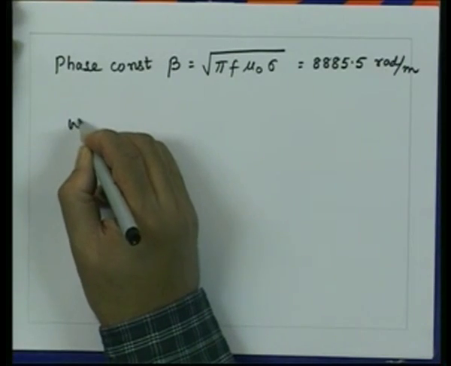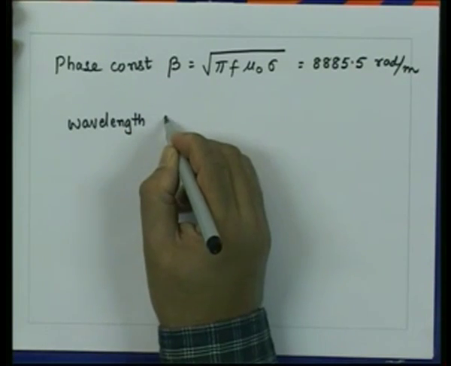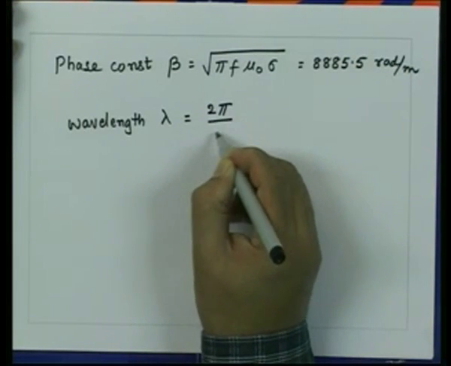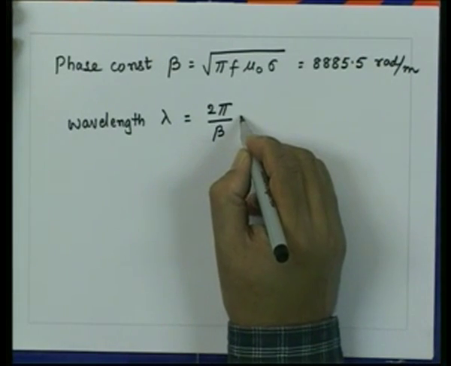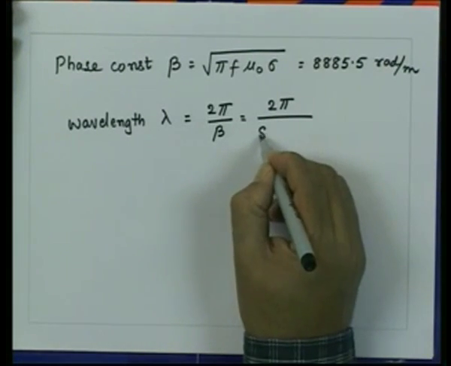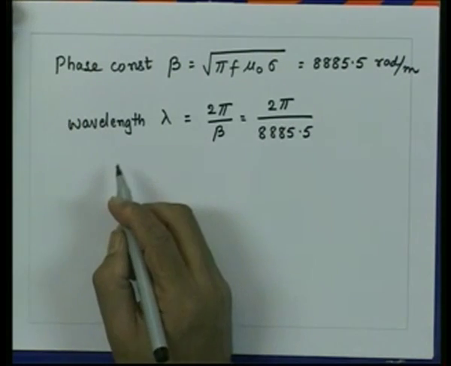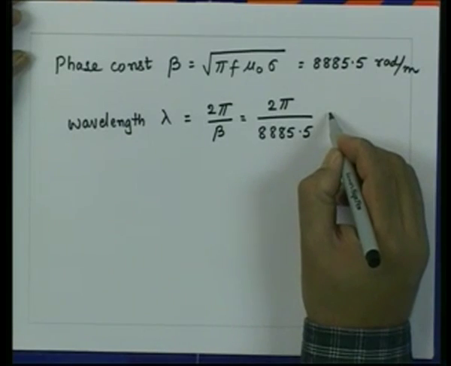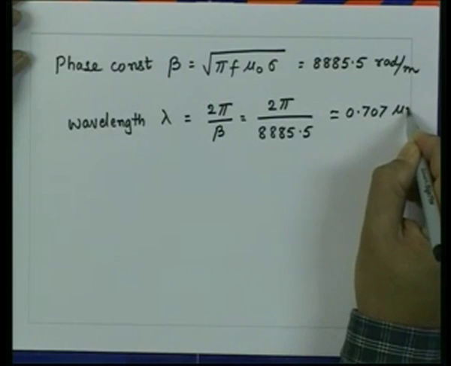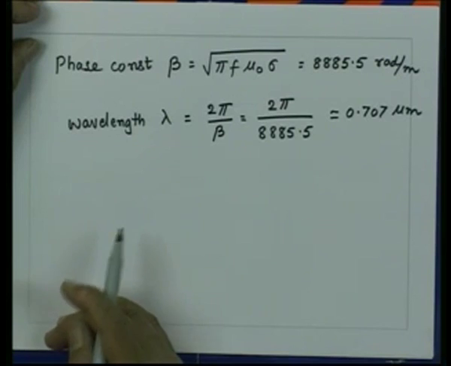and therefore, we get the wavelength lambda, which is 2 pi divided by beta, is equal to 2 pi divided by this quantity 8885.5 per meter. So, that gives you approximately 0.707 millimeter.